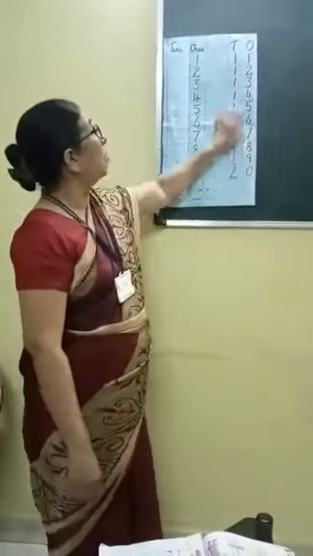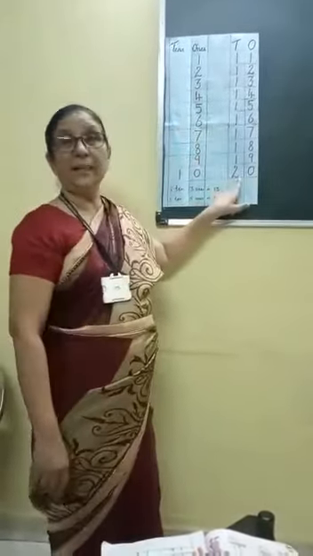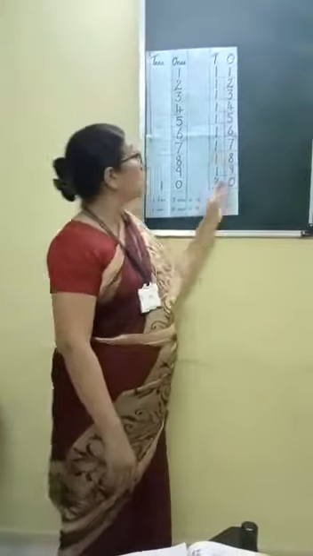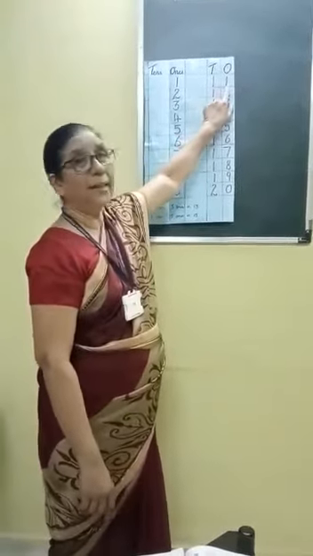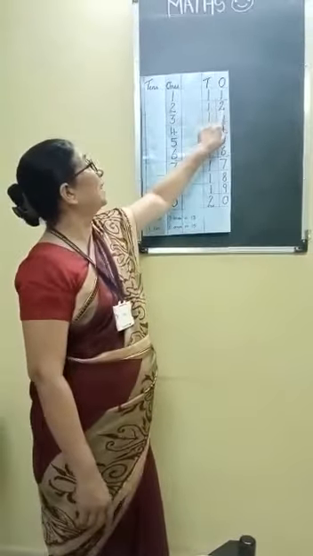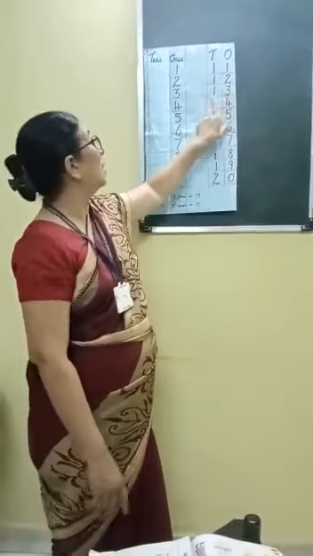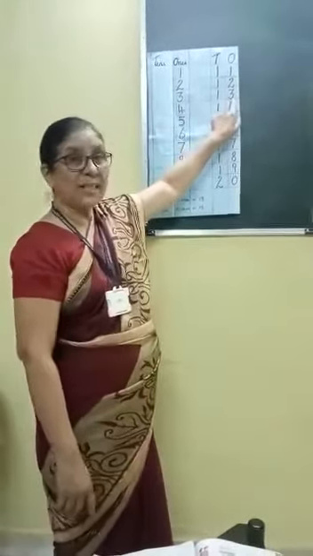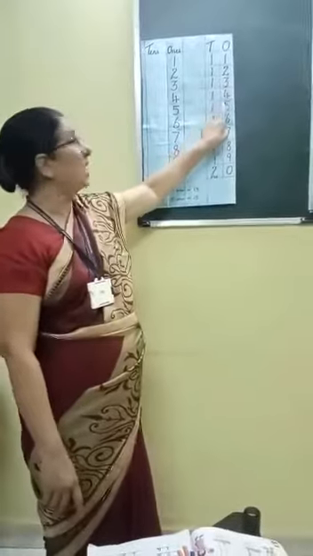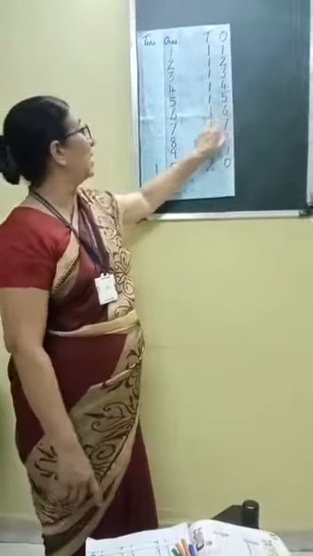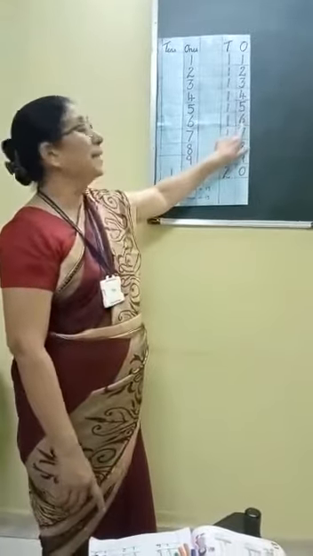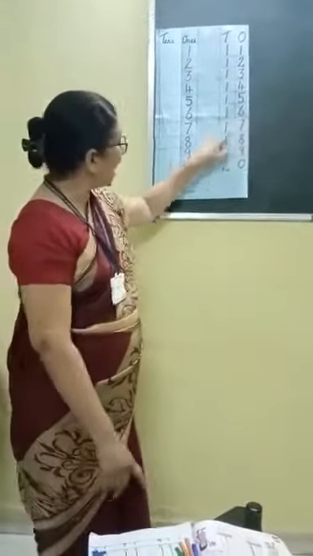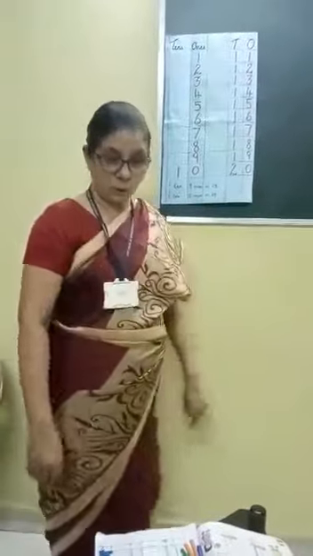Okay. Now, from 11 to 20, there are 2-digit numbers. So, how do you write these numbers? You write 1 ten and 1 one, 11. 1 ten and 2 ones, 12. 1 ten and 3 ones, 13. 1 ten and 4 ones, 14. 1 ten and 5 ones, 15. 1 ten and 6 ones, 16. And so on.